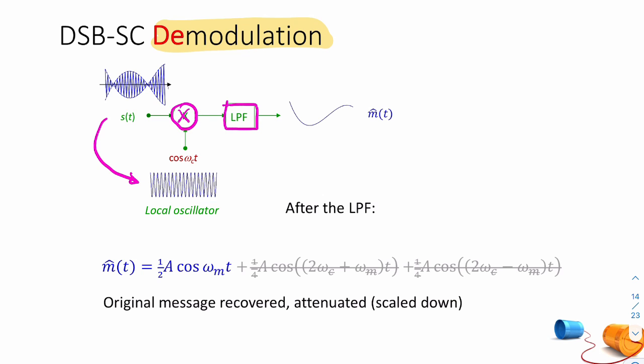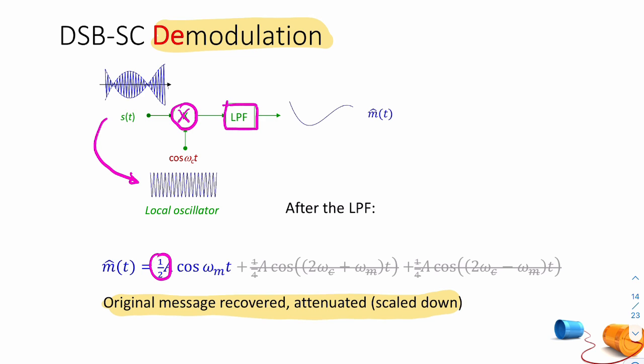local version of the message. The original message is recovered, although it's attenuated, it's scaled down. By how much is it scaled down? Well, you could say it's scaled down by a half, but actually it's scaled down by much more, because this message will have traveled maybe many hundreds of kilometers, or at least many kilometers, before it actually arrived at the receiver. So it will already have been attenuated by much more than half.